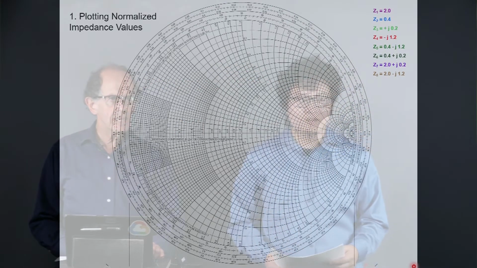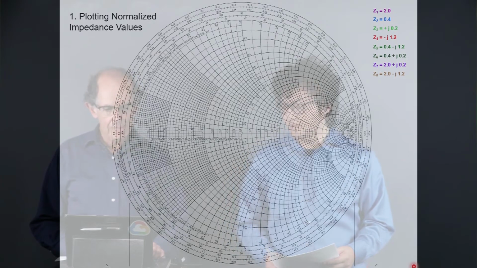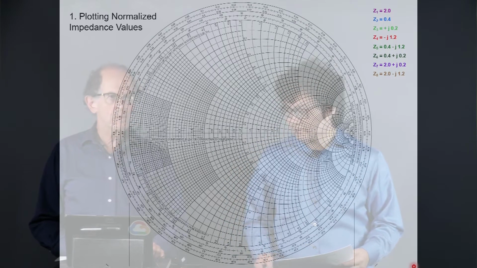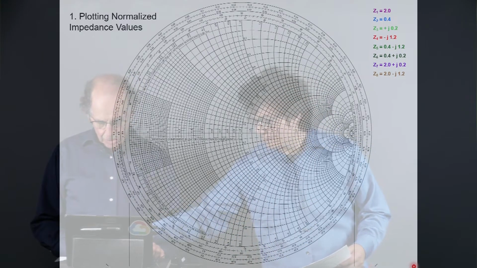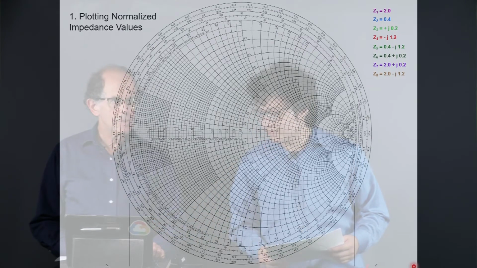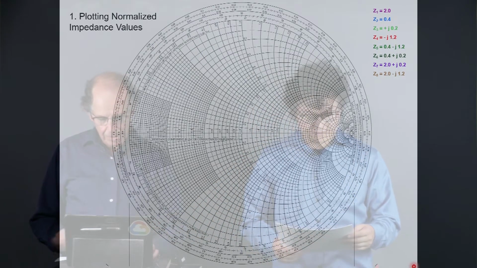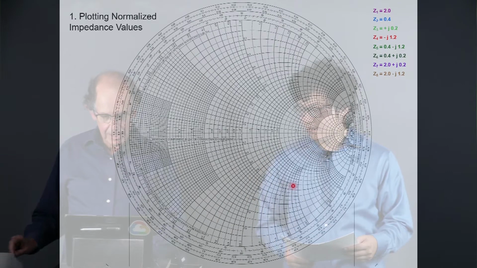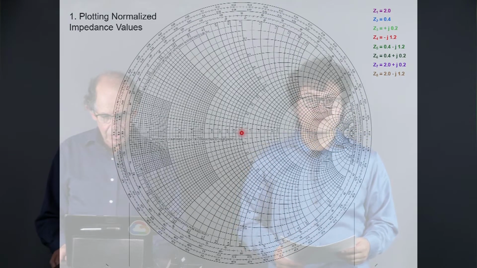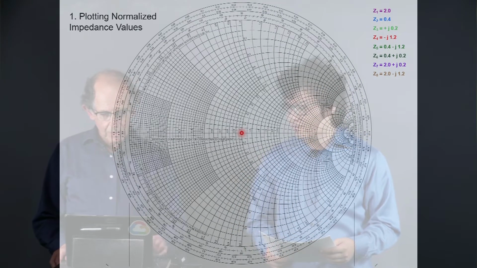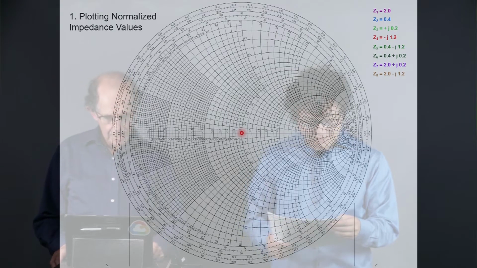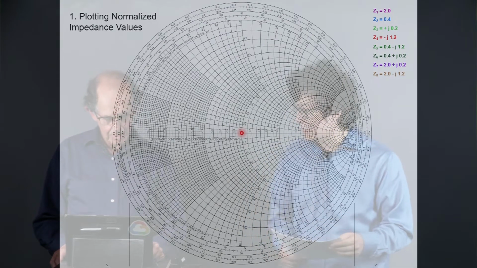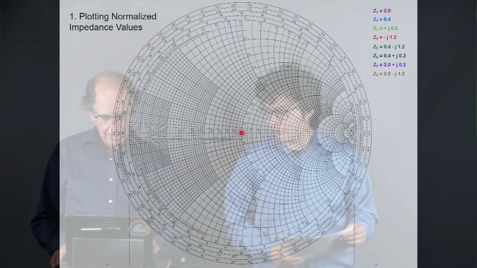So here are 8 examples of the normalized impedances that we're going to look at, and we're going to start with Z1. Let's first get the little pointer ready, and we'll place it right at the center. The first value we want to look at is 2.0. Z1 equals 2.0. How would you do that, Matt?